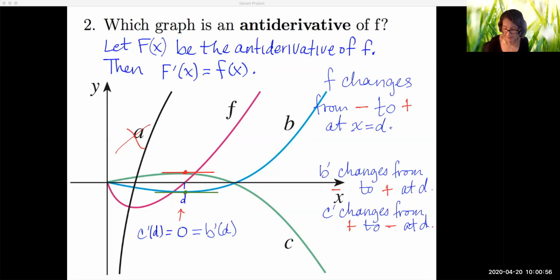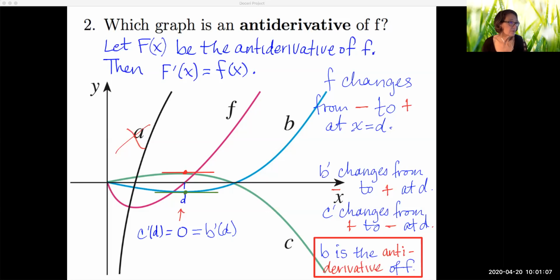So it looks like Jeff was right. The answer is B, right? Yeah, B. So B is the antiderivative of the graph of F, the red graph. Without talking about area under a curve, we can do this using just slopes of tangent lines.